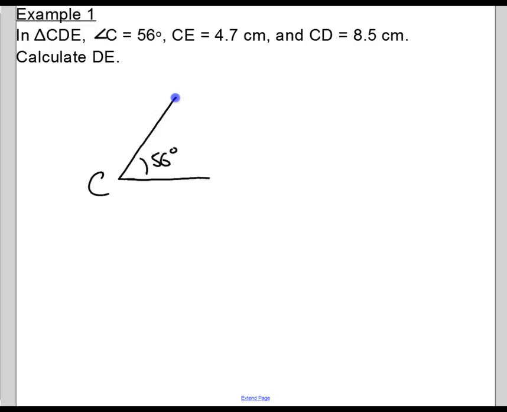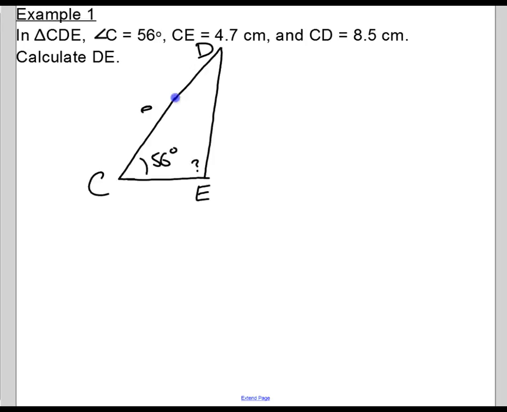I'm not given another angle, so I have to make sure that my sides match up here. So if this is CE, CD has to be quite a bit longer than CE. So it might look something like that. Okay, so that's D up here. Now that leaves me a little bit unsure as to whether or not angle E is acute or obtuse, and that will work itself out in the math, I expect.